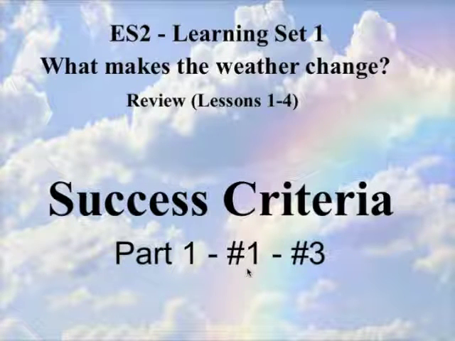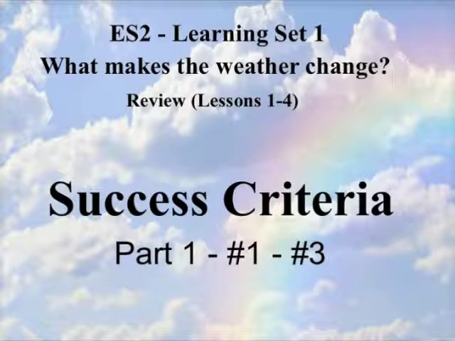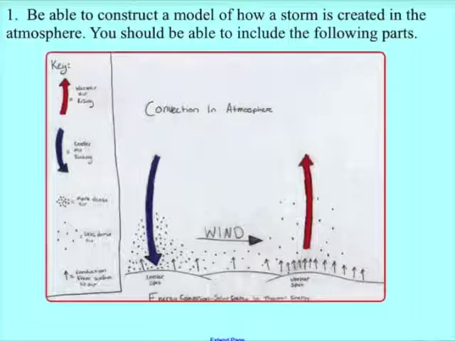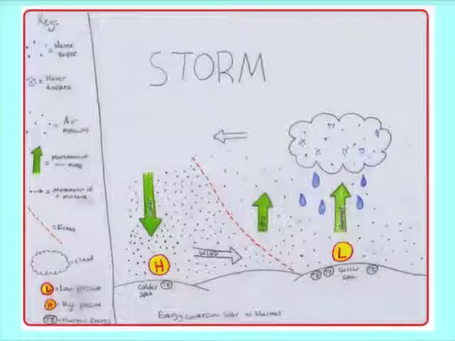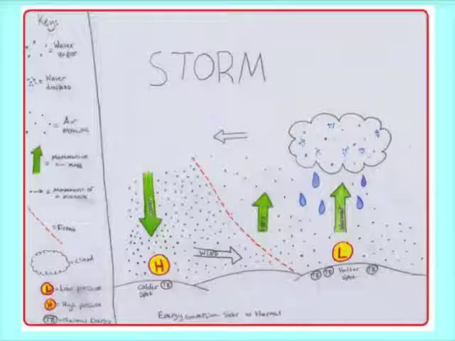And on your success criteria sheet, we're going to be trying to do numbers 1, 2, and 3 in this first review. So number 1 on your review sheet is be able to construct a model of how a storm is created in the atmosphere. And you should be able to include the following parts. Now, what I'm going to do for this is go right off your review sheet and go through each one of those and show you where it's in this model.